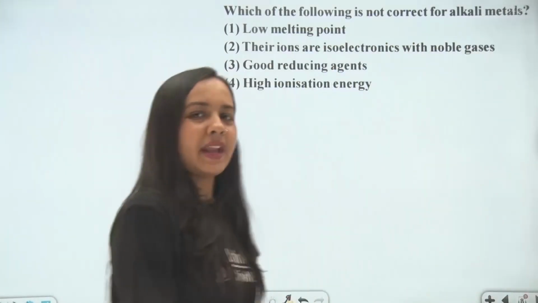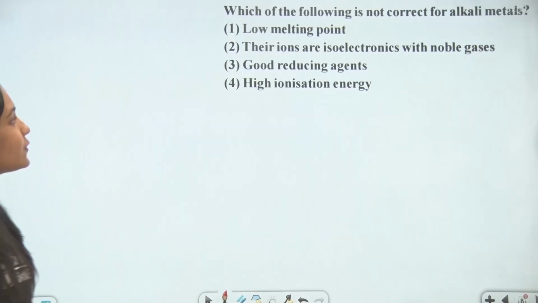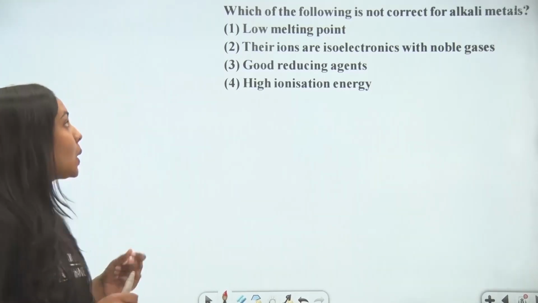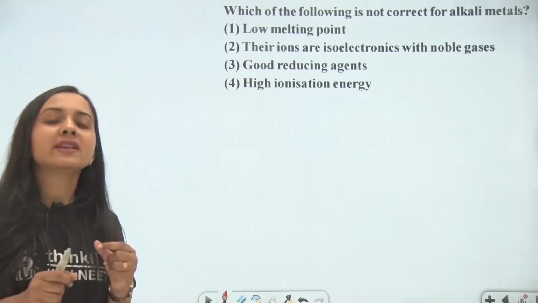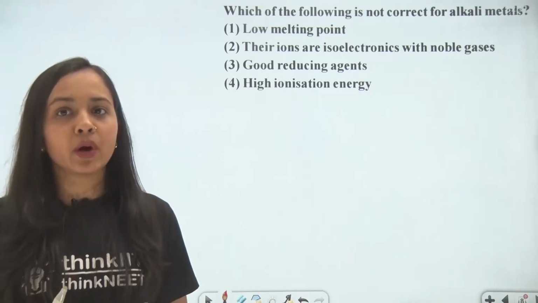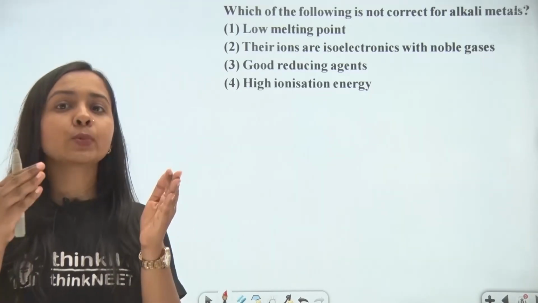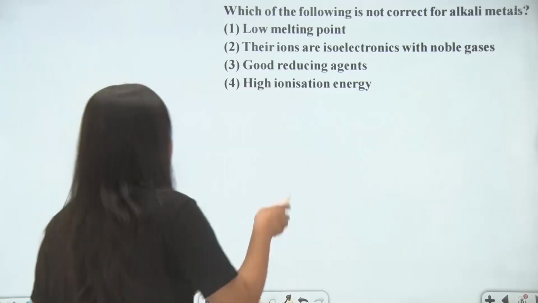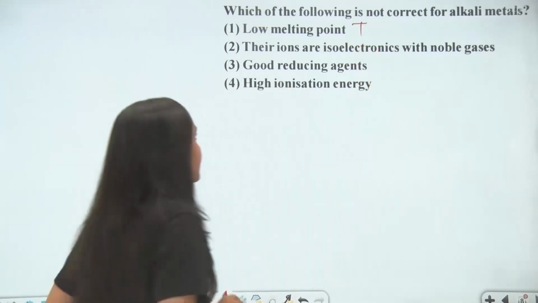Hello dear students, our next question is, which of the following is not correct for alkali metals? First one is low melting point. Student, yes, alkali metals have a low melting point, and when we go from top to bottom in a group, the melting point also decreases. So this fact is true for the alkali metals.